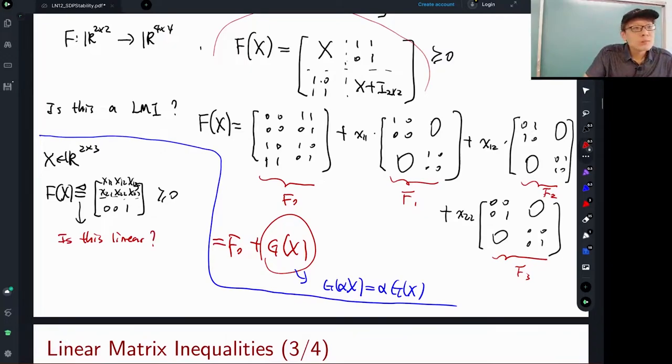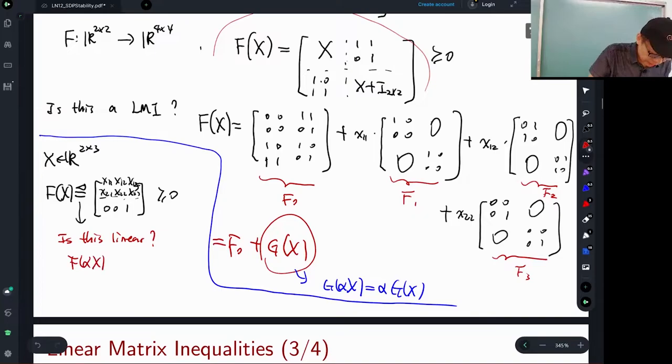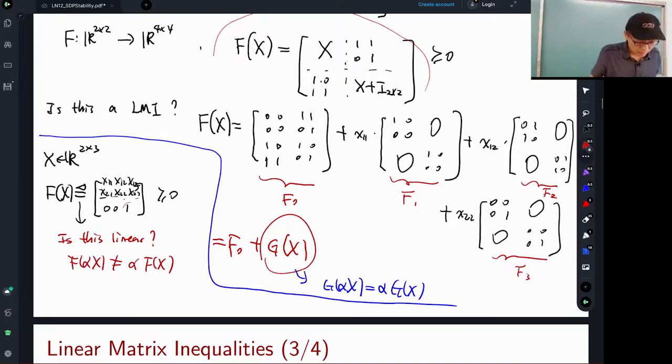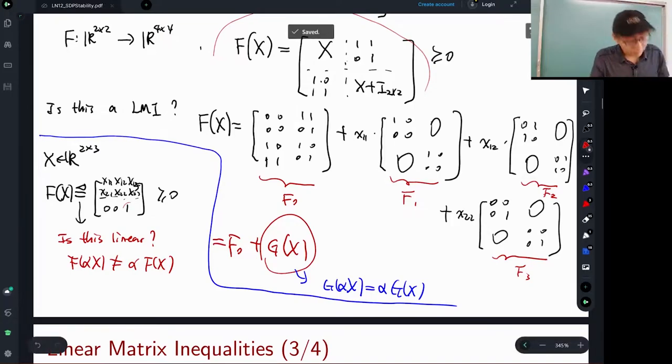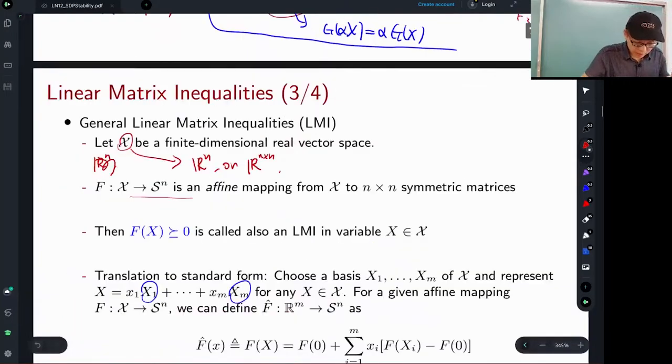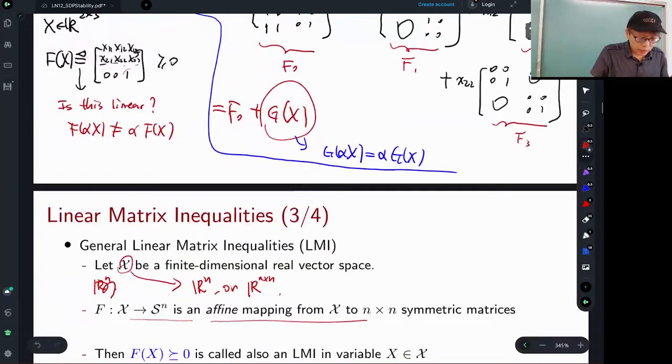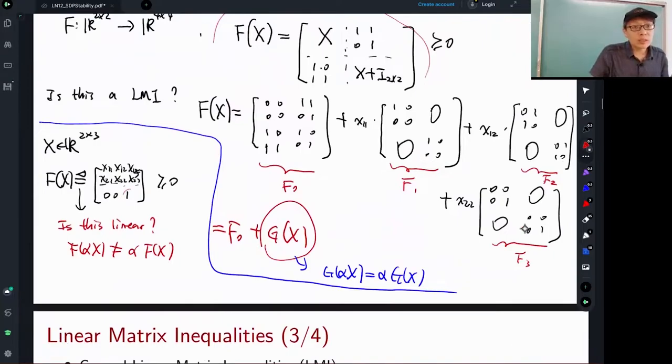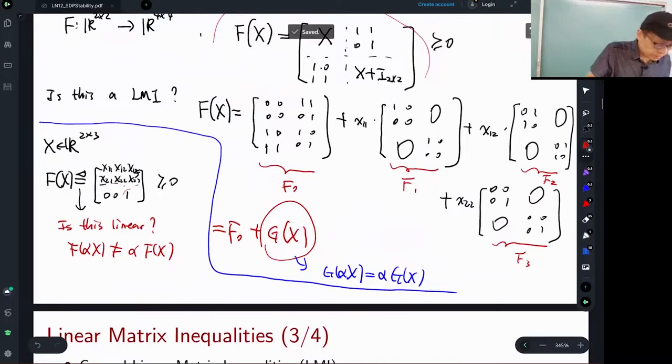Not linear. Well, as I said, linear and affine are typically used interchangeably, but let's be precise: it's not linear, it's affine, because you have this constant term. F of alpha X does not equal alpha F of X, because this term doesn't scale. See what I mean? That's the affine term. Anyway, it's affine. By our discussion here, affine is fine. If you like, you can choose the basis vectors similar to this example. You can decompose or transform back to the standard linear matrix inequality form. I hope everything is okay.